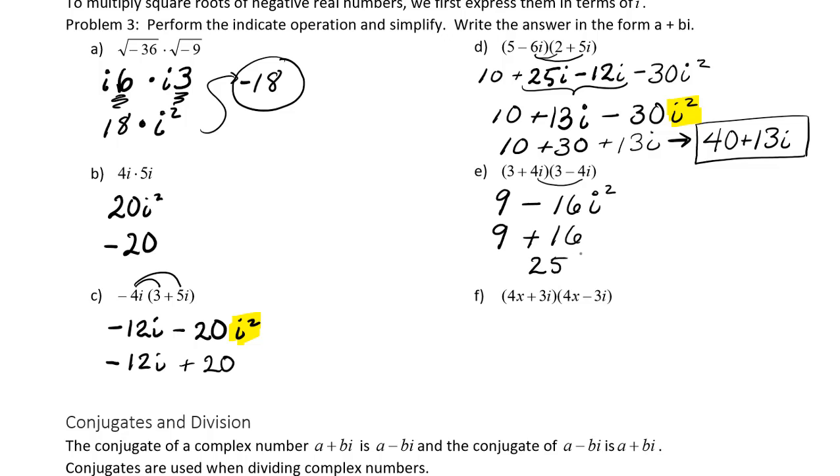And then our last example is 4x plus 3i times 4x minus 3i. Notice that they're identical except for the sign on the second term in each binomial. That gives me 16x squared minus 9i squared. And remember, i squared is equal to negative 1, so we have 16x squared plus 9.